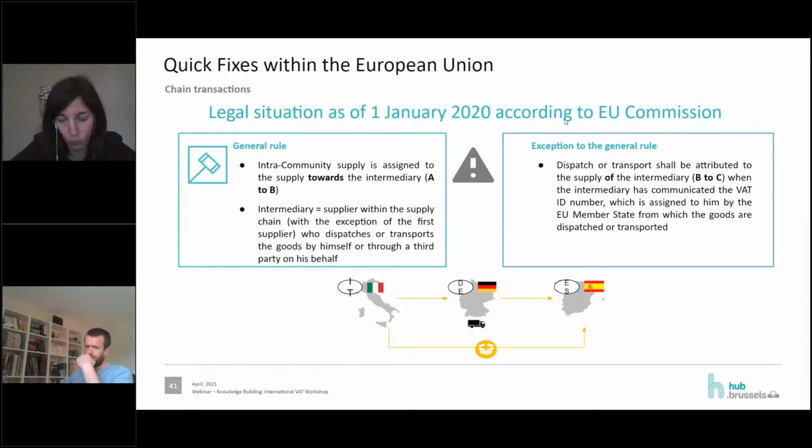But there is an exception as well. Again, always an exception to a general rule. As from the moment that the intermediary provides the initial supplier, the Italian one, with a VAT ID number of the country of dispatch of the goods, so the German company gives to the Italian supplier its Italian VAT number, then we will have the intracommunity supply in the second relationship between B and C. So these are a sort of harmonized concept to facilitate the allocation of the transport and the intracommunity supply and the exemption.